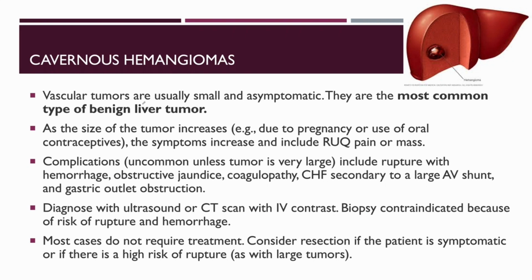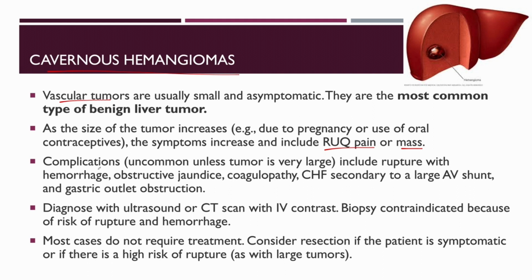The most common benign tumor of the liver is called a cavernous hemangioma, and these are vascular tumors. The size of the tumor tends to increase with pregnancy or use of oral contraceptives. A lot of these are found incidentally when we do scanning or imaging for other reasons. However, patients can present with right upper quadrant pain or a mass on physical exam.